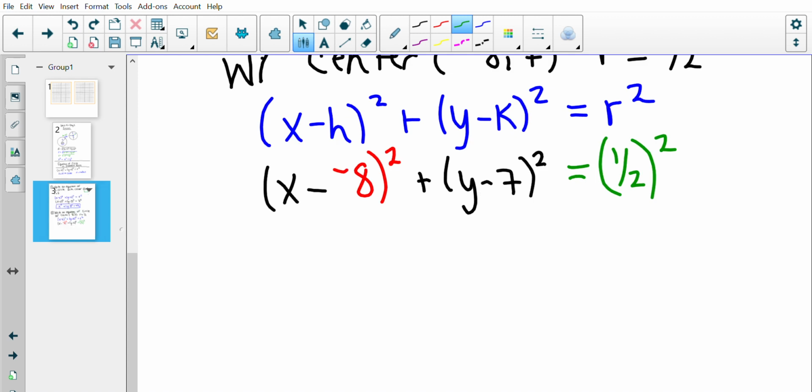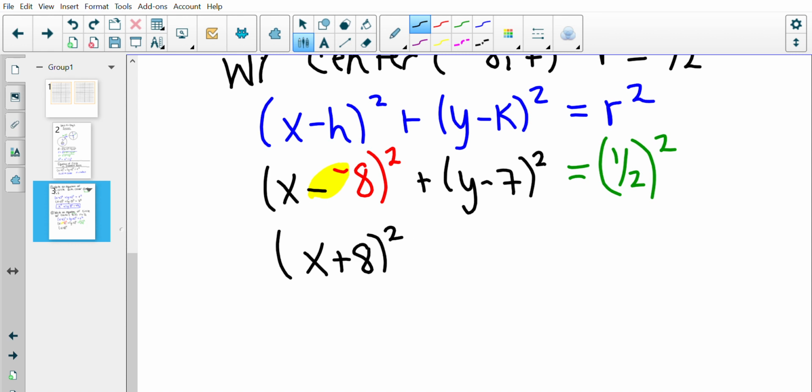Now let's focus on that parenthesis that had the x. It said x minus negative 8. Well, we know that a double negative will make a positive. So we're going to have x plus 8 squared.